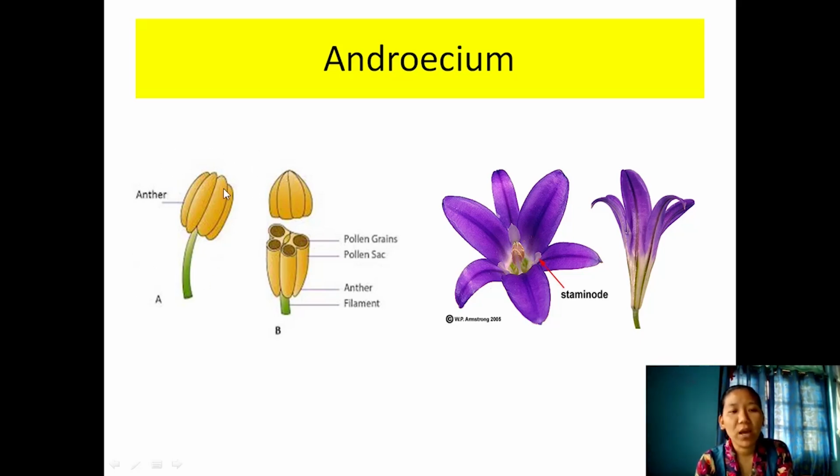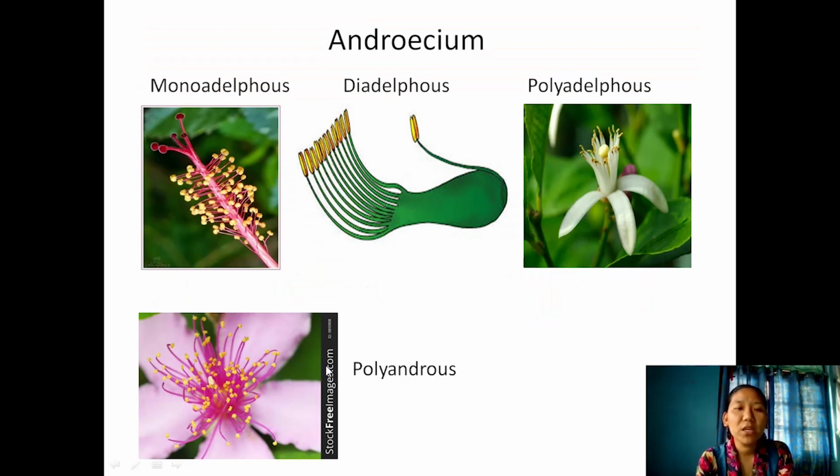Now in the flower there are certain sterile parts. We call them staminodes. Staminode like this, it does not bear any pollen grain. Now these stamens, that is the anther and the filament, can be fused or can be free. If fused, again it is of various types.